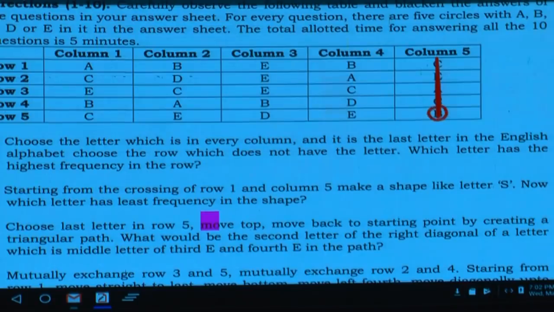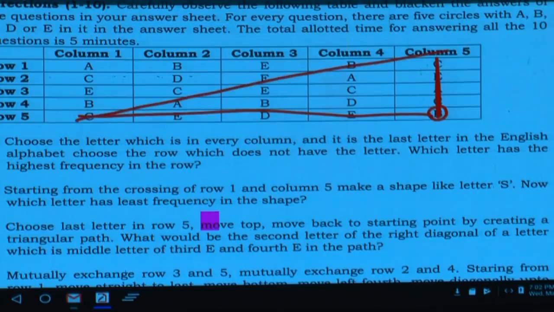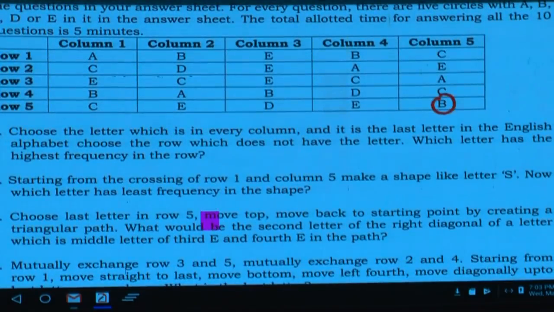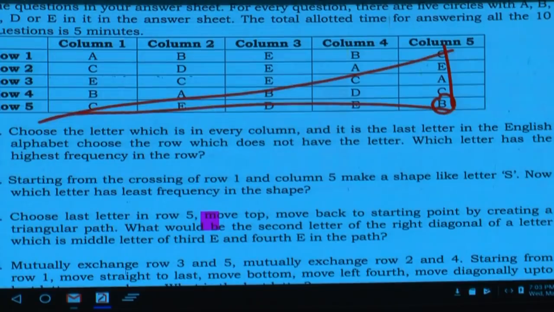Again, coming to this one, we have to form a triangle. From B go to top, then C. From C go back and form the triangle. Then back to the starting point, and from there we form the triangle. This is the triangle. Or from the last element, go to top and diagonal, triangle under. Done with this? From there we came back and formed the triangle from here.